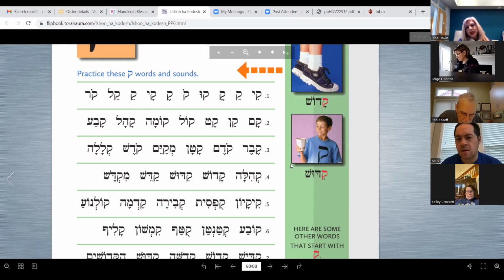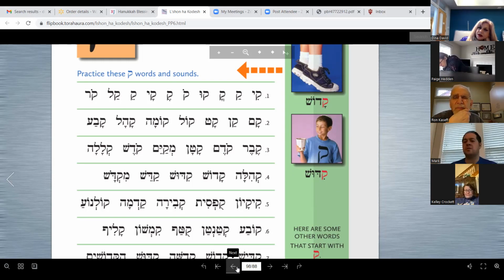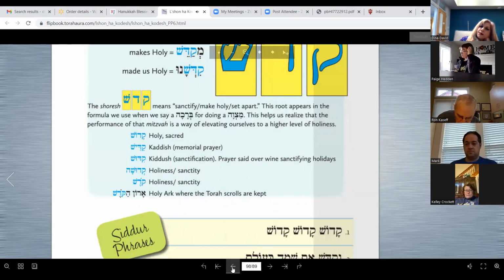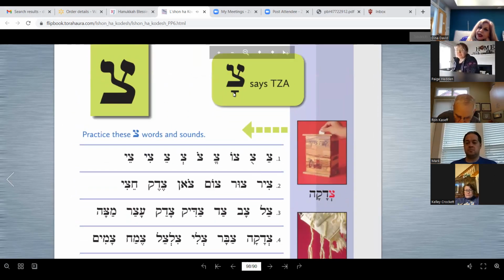Core. What is this word right here? Kiddush. And what is the kiddush? Kiddush cup. The blessing over the wine. And the root of it means to make the wine holy. We're sanctifying the wine, we're making it holy because the Shabbat is holy. Okay. So this letter is tzadik, sa, s.